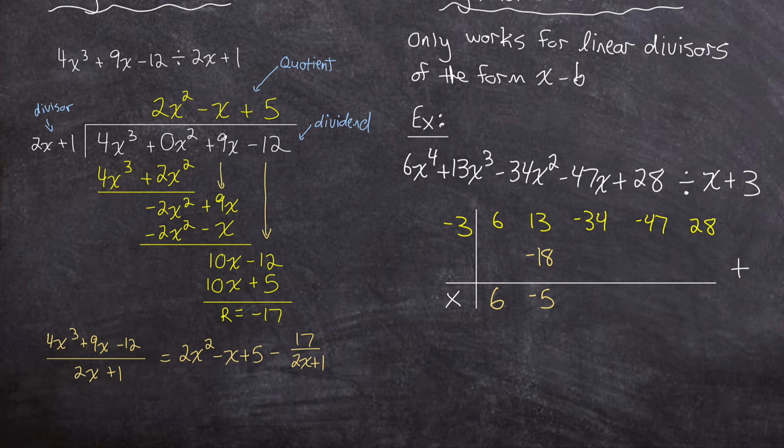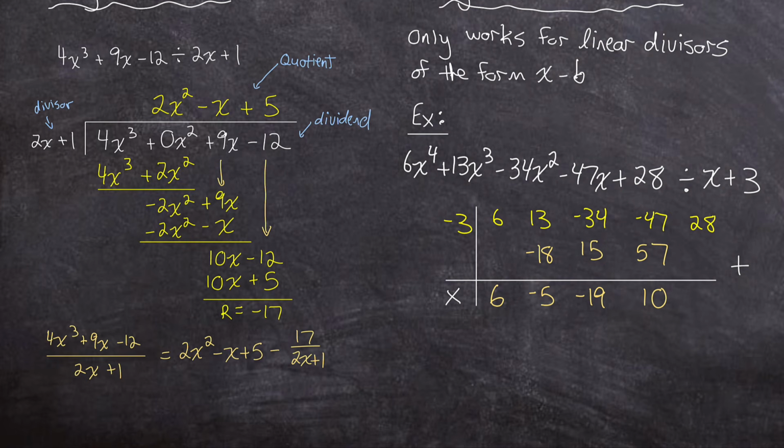And then just repeat the process. Negative 3 times negative 5 is 15. Negative 34 plus 15 is negative 19. Negative 3 times negative 19 is 57. Adding those numbers gives me 10. Negative 3 times 10 is negative 30.